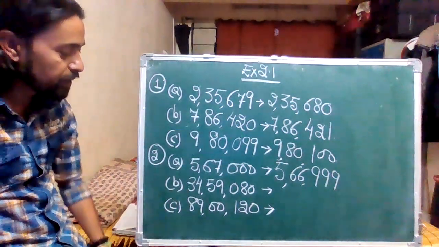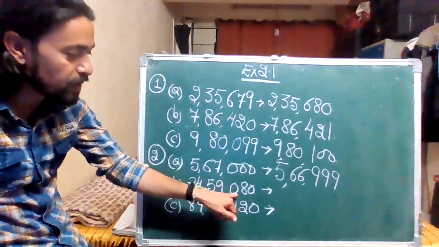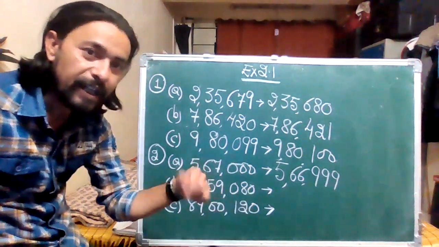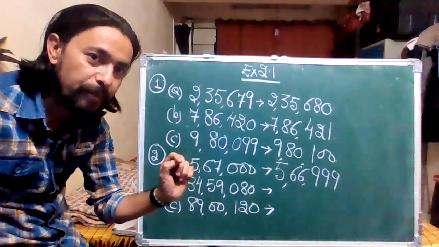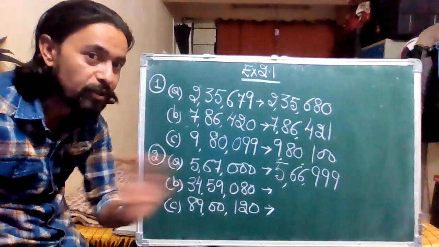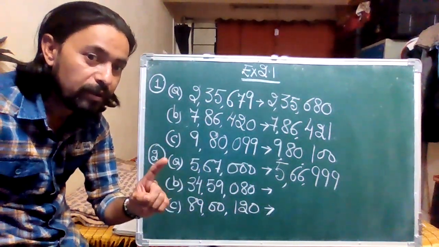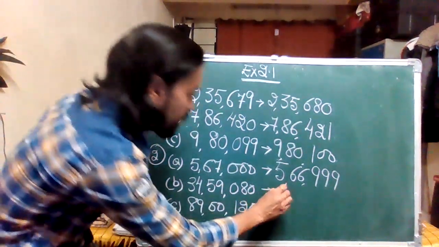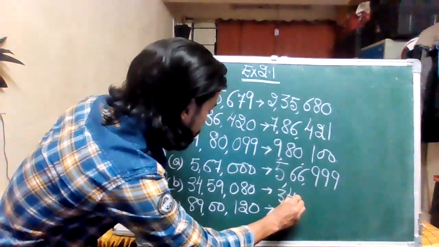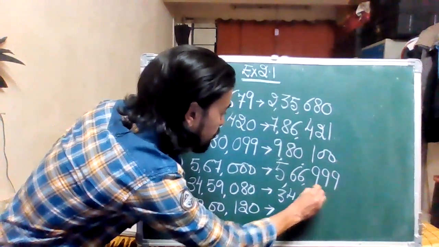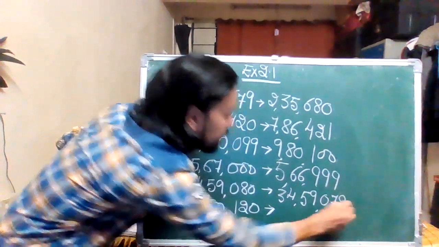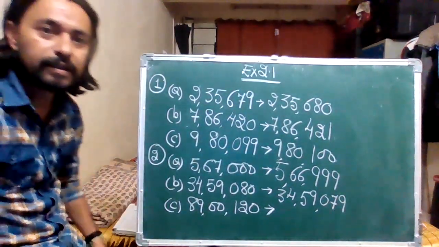But if this number is given, then this will become the predecessor. Let's go to the next number, 34,59,080. So I have a definite number here, 80. And I know before 80, which number comes? I'm finding the predecessor, not the successor. Before 80 comes 79. So this will become 34,59,079. And that's my predecessor.